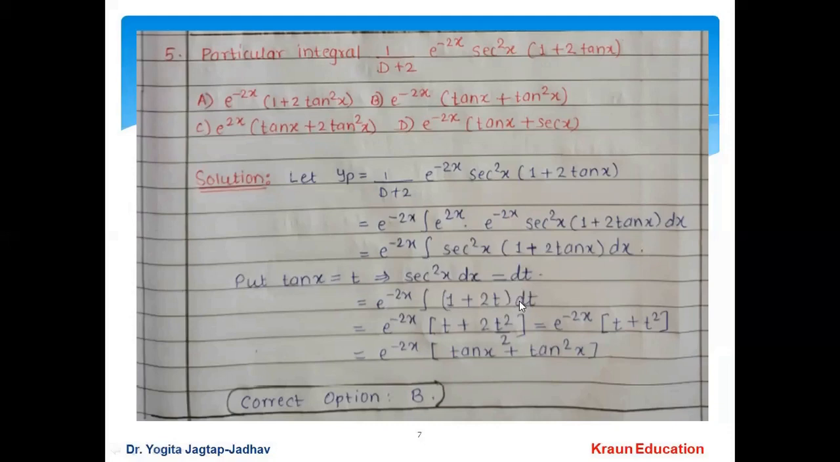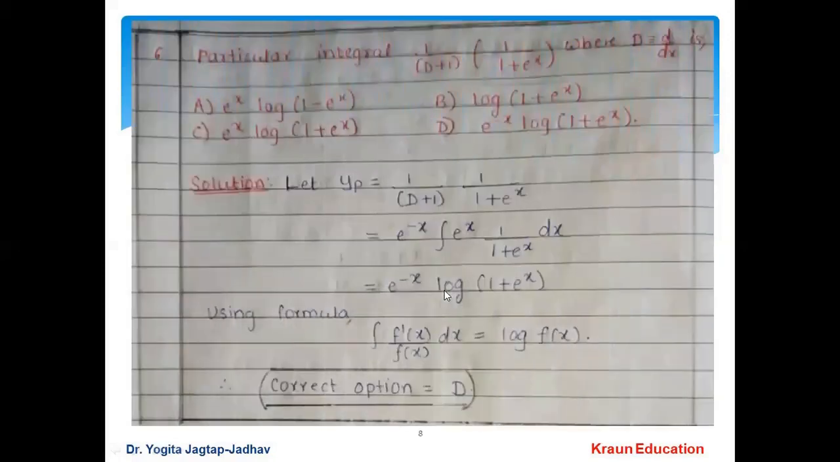Now, integrating term by term, we have integration of 1 as t plus 2. Integration of t is t square by 2, and the 2s get cancelled. Therefore, we have the term t plus t square. Resubstituting the value of t as tan x, we get yp equal to e raised to minus 2x into tan x plus tan square of x. Therefore, we have B as the correct option.